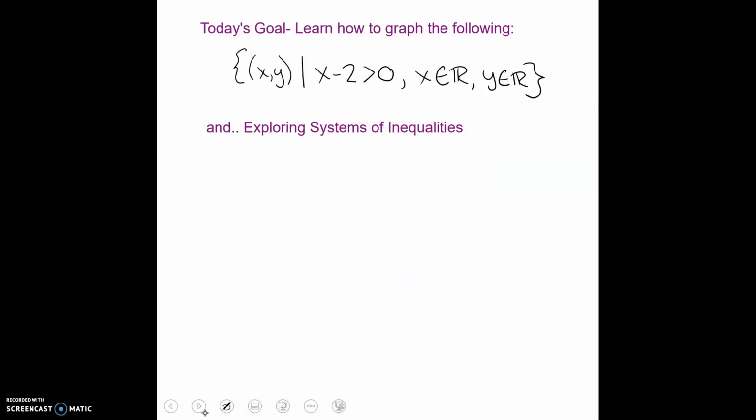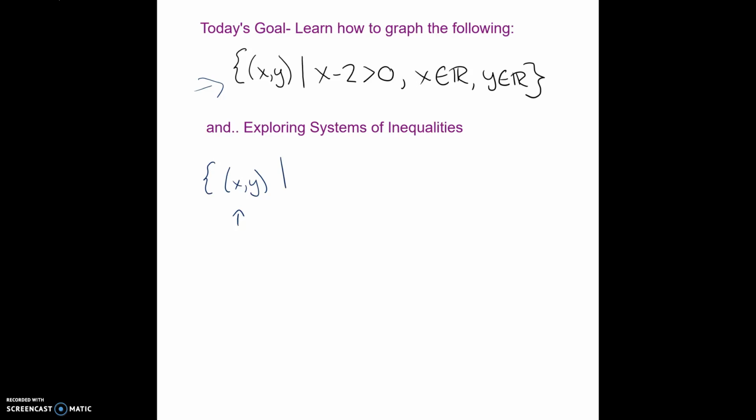All right, so another goal for today is learning how to graph the following and exploring those systems. So before we move on, I'm going to actually break down this funky looking equation, and we're just going to talk about what all those symbols mean. So first we have the fancy brackets. Now what this is talking about is that we're in the domain with x and y. So we're dealing with x and y as our variables.